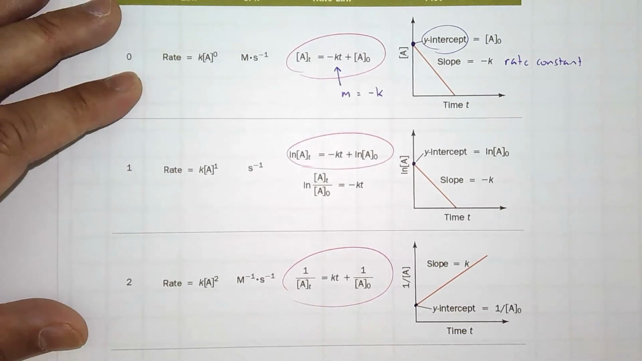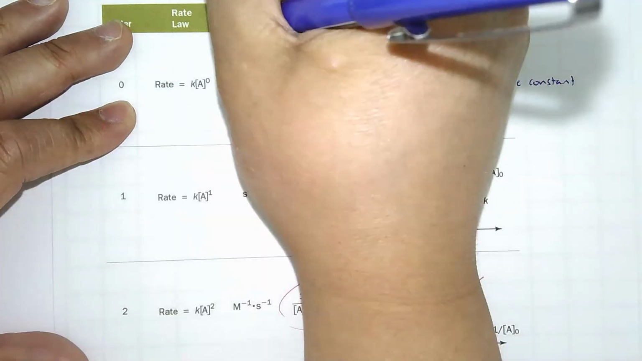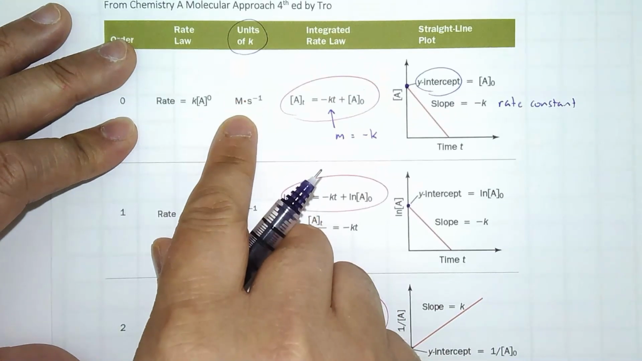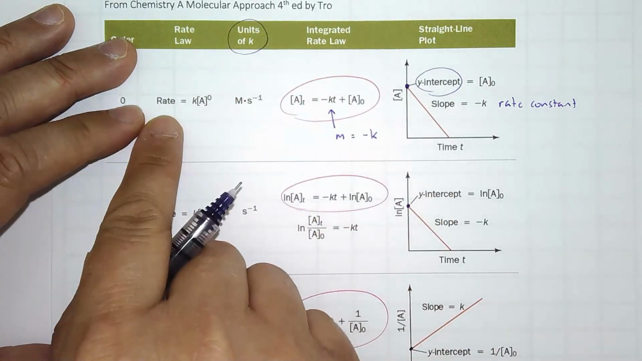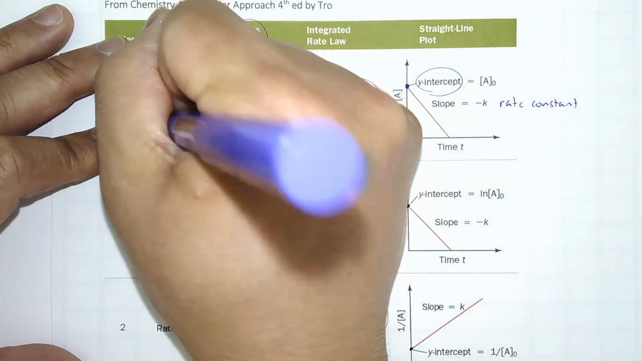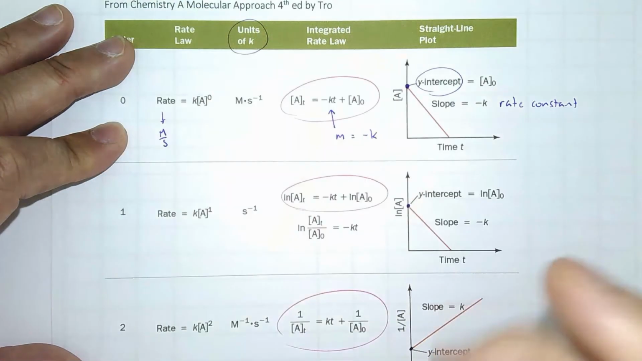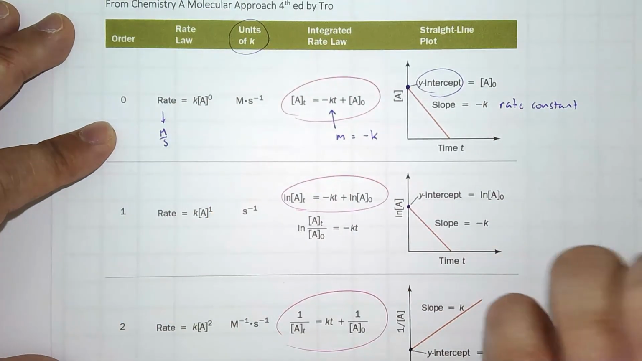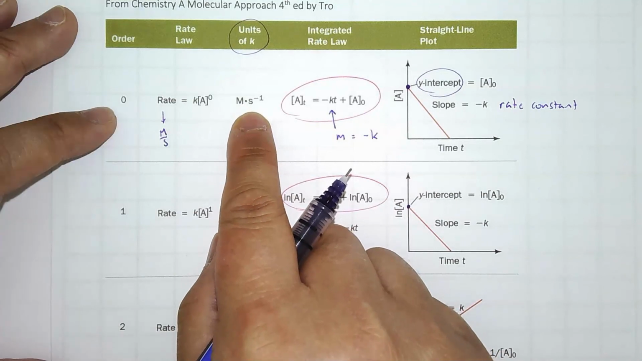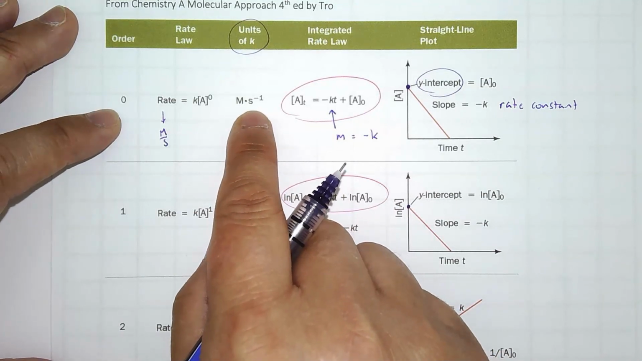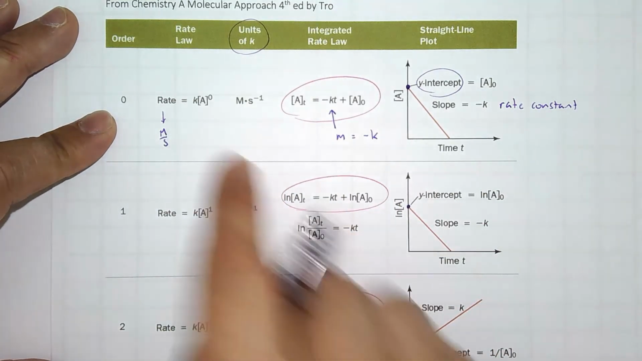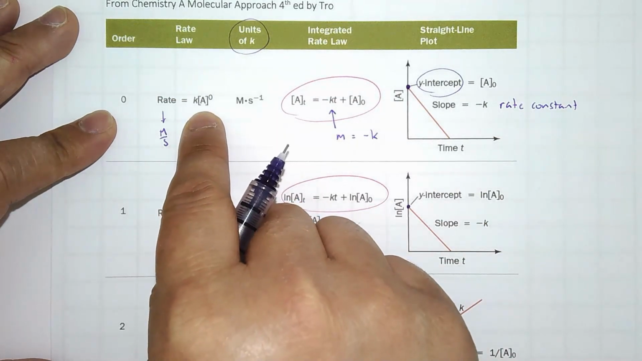In previous videos, we had discussed also the units of k, how they need to change so the rate ends up being most likely molarity per second. So here, I don't expect people to memorize this actually. I expect people to be able to figure it out based on the rate law expression.